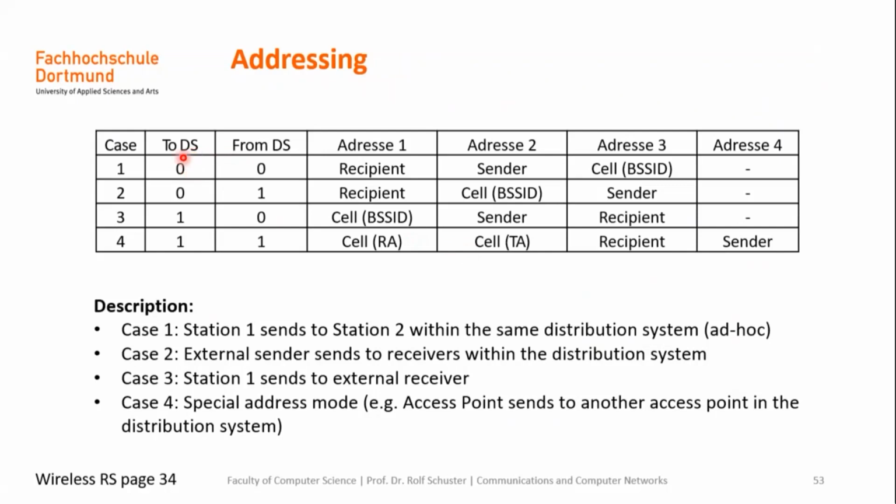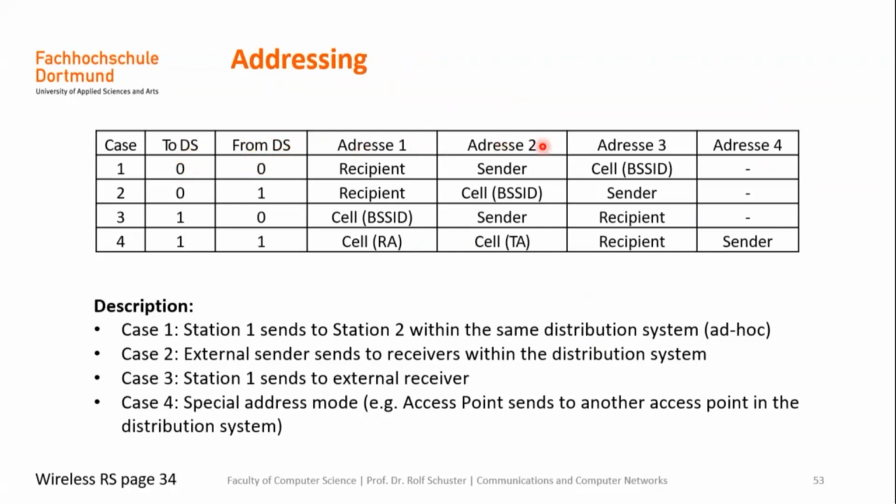Then 2DS from DS in order to indicate if the frame is sent to an access point or sent by an access point. And after that, there are 4 addresses.